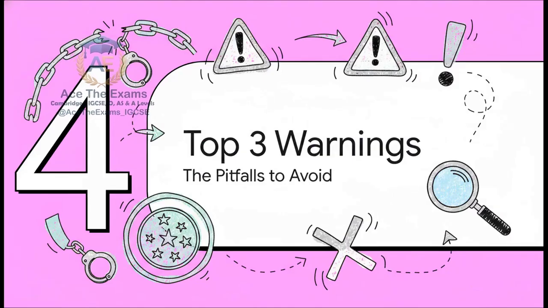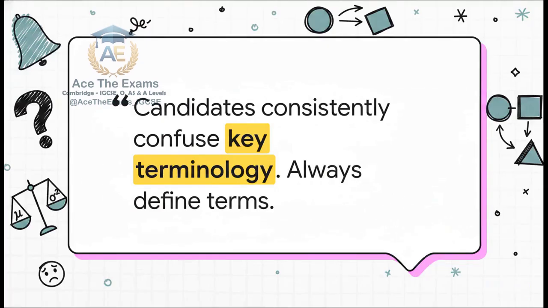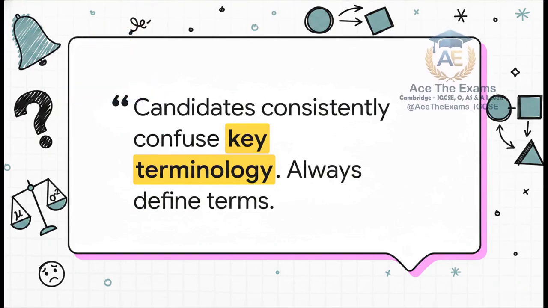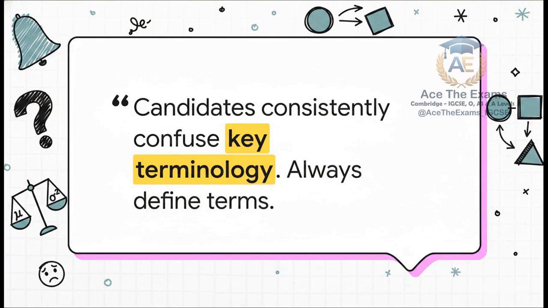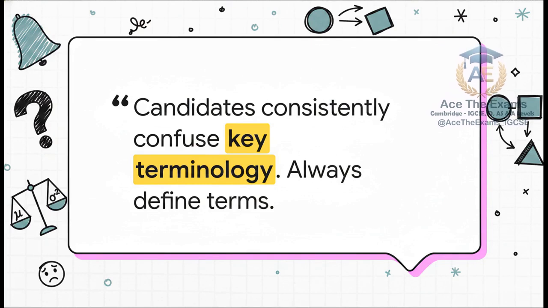All right, Section 4, top 3 warnings, the pitfalls to avoid. Listen to this. This is a massive red flag straight from the principal examiner report. Candidates consistently confuse key terminology. Always define terms before using them in extended responses. Guys, before you even write your first equation in an extended mathematical response, you must clearly define your terms.